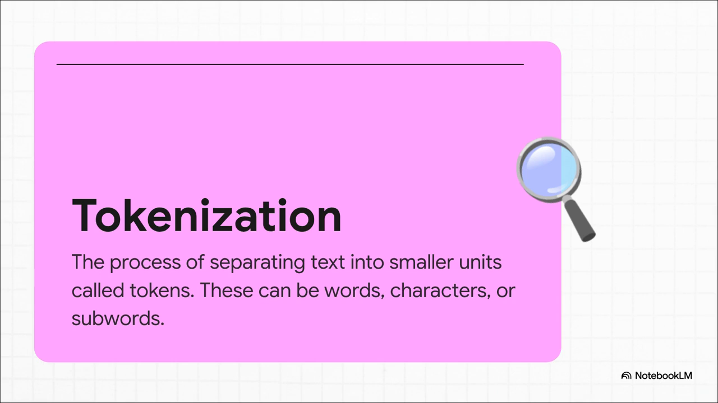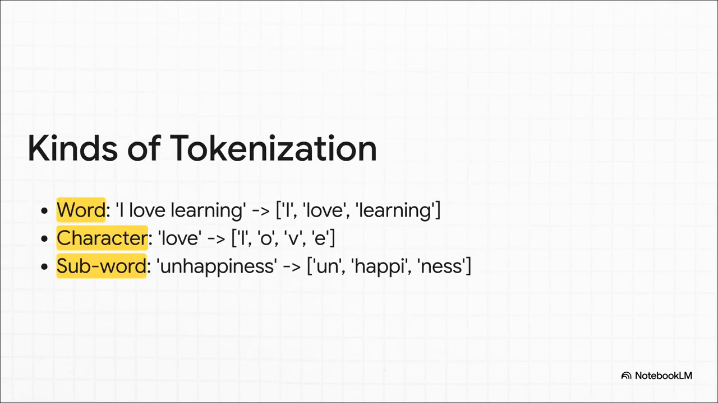So remember this one. Now, we can tokenize at different levels of detail. Word tokenization is probably what you think of first, but we can also do character tokenization, breaking words down into individual letters. And then there's subword tokenization, which is this really clever middle ground. It breaks words into meaningful parts, like prefixes and suffixes. This is awesome for handling rare words or words the model has never seen before.